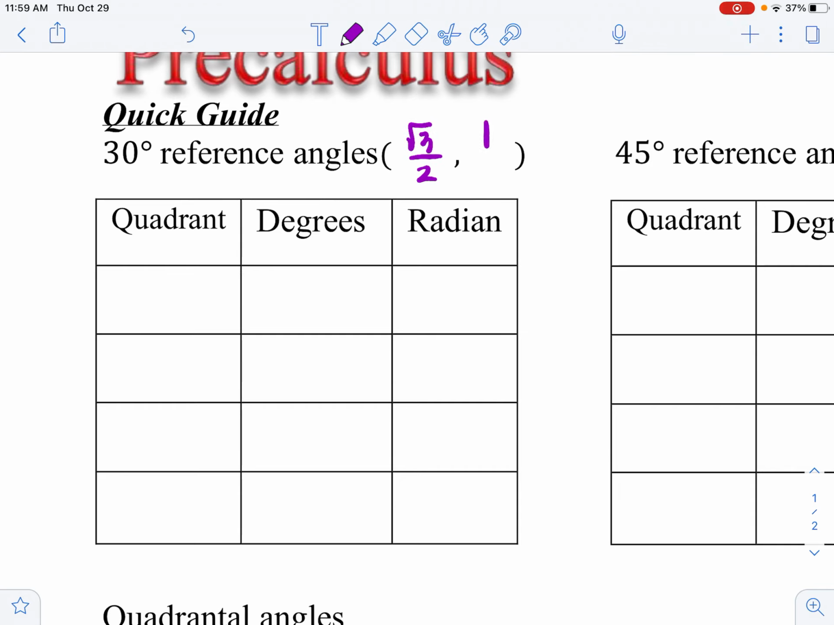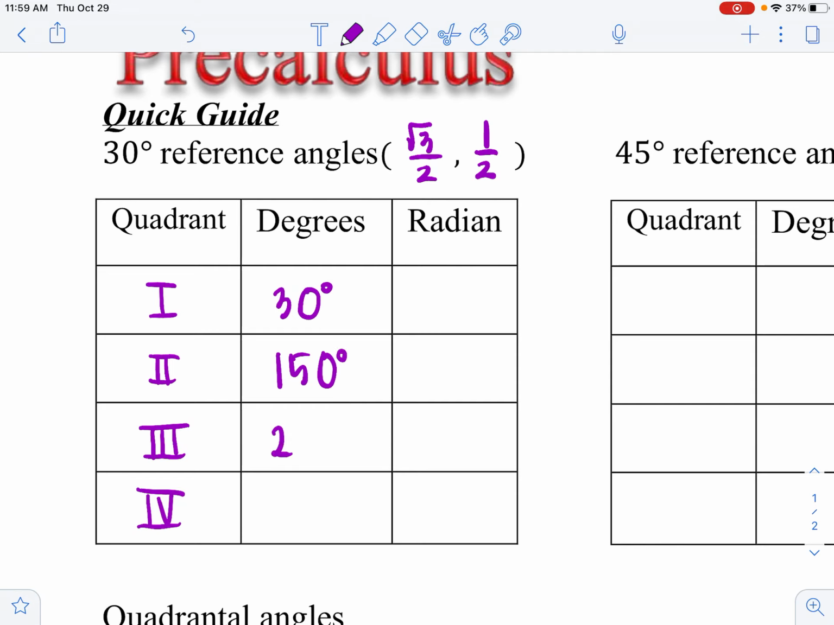So first off, I say, okay, 30-degree reference angles are all root 3 over 2, 1/2. I know that. So now I have 4 30-degree reference angles. I have one in the first quadrant, second quadrant, third quadrant, and fourth quadrant. So now I'm going to write them in degrees. 30 degrees is in my first quadrant.